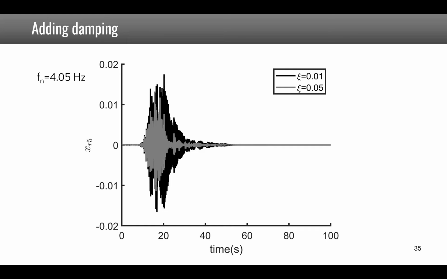This next slide shows the effect of damping. If we take the case when the first natural frequency is about 4 Hz and change the damping from 1% to 5%, you see also that there is a decrease in the response of the structure.